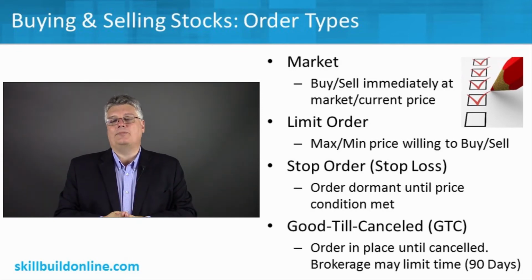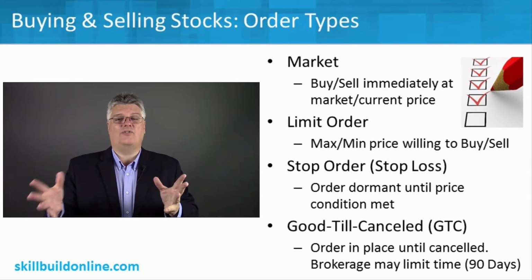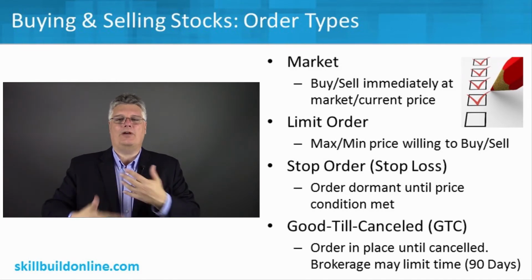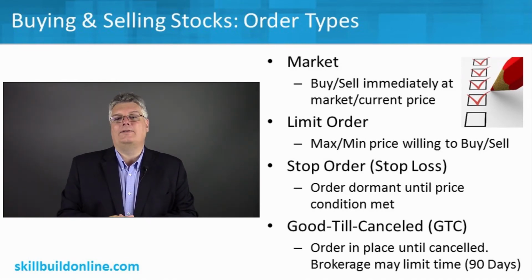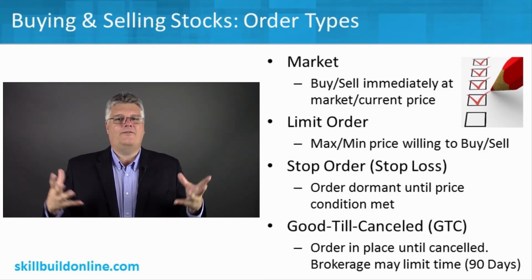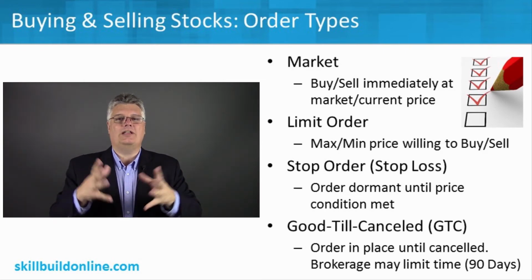Now, the brokerage house may limit the time on it. Typically, it's around, let's say, 90 days, both online or full service brokers. And they may limit the time you could have this good till canceled out there without having to renew it and incur some extra fees. But the idea is I have the order out there, it can sit out there, and it doesn't take place until certain conditions are met.